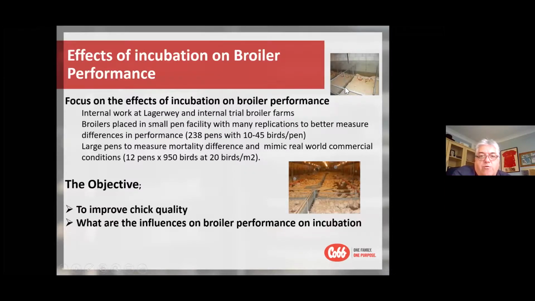So there was 238 pens, varying from 10 to 45 birds per pen. And then we had our other farm at Sims, which has got larger pens, roughly nearly 1,000 birds, and it's mimicking real world commercial conditions. So ideal house, underfloor heating, and our objective here was to improve chick quality and understand what are the influences of incubation on broiler performance.